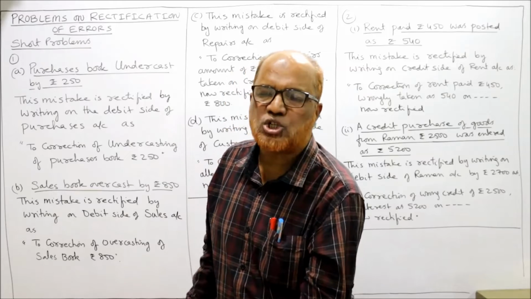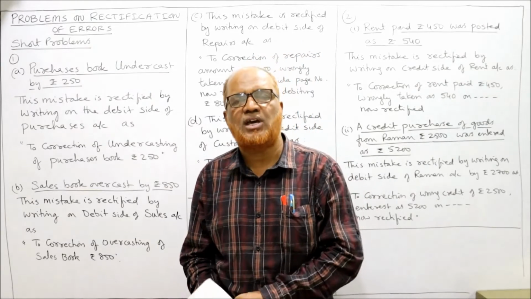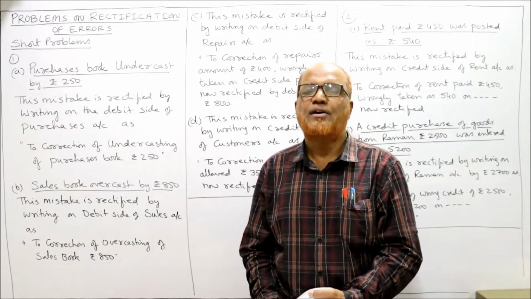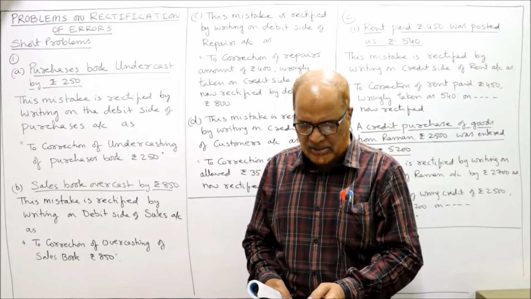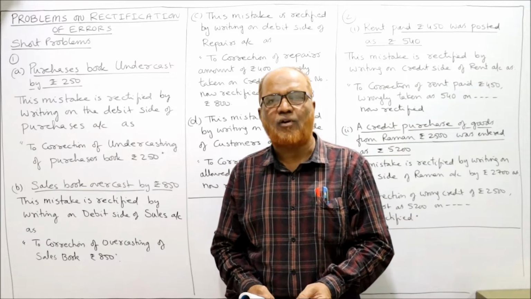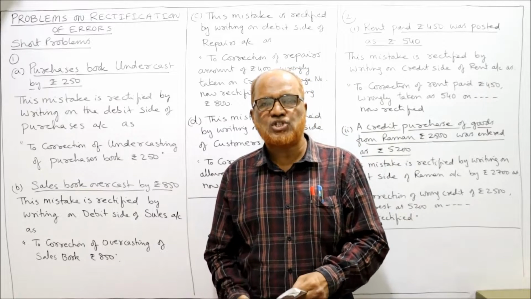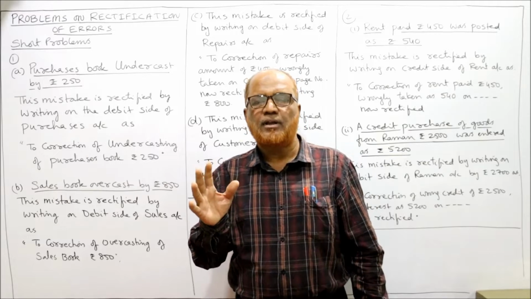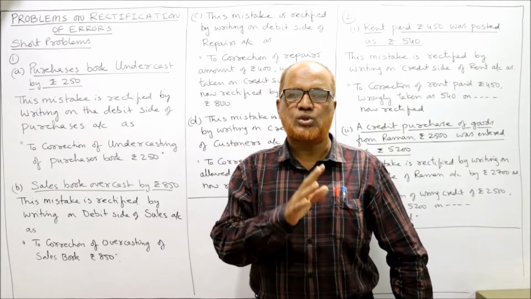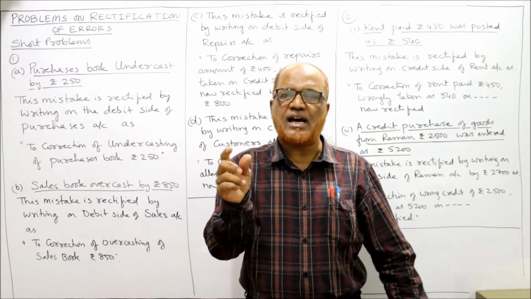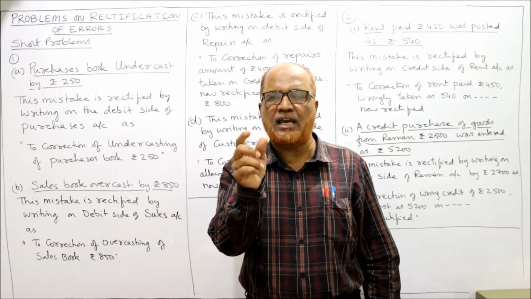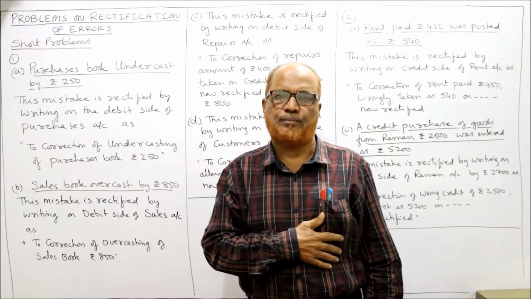Now I'm starting the short problems on rectification of errors. First short problem, see carefully. Rectify the following errors. Before starting the solution, I'll tell you there are two types of error: one-sided error and two-sided error. If there is a one-sided error, that means the error is there in only one account.